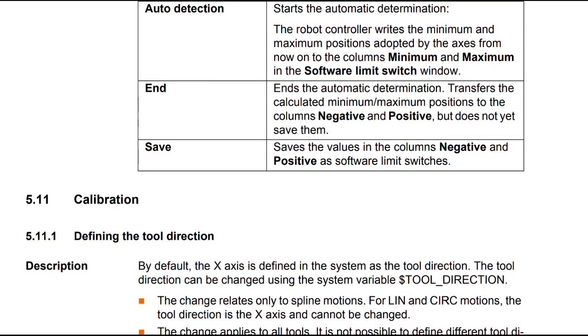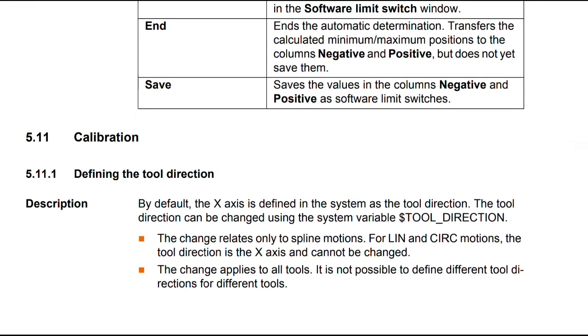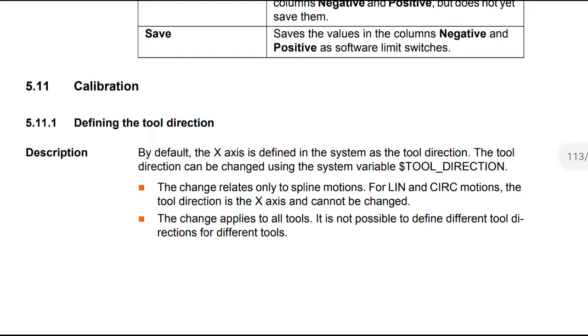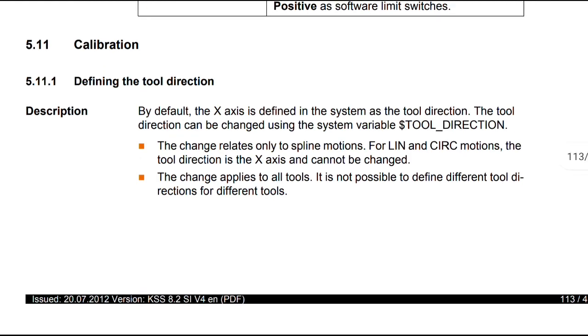Next is calibration. Defining the tool direction. Description: by default, the X axis is defined in the system as the tool direction. The tool direction can be changed using the system variable TOOL_DIRECTION. The change relates only to LIN motions. For ALIGN and CIRC motions, the tool direction is the X axis and cannot be changed. The change applies to all tools. It is not possible to define different tool directions for different tools.